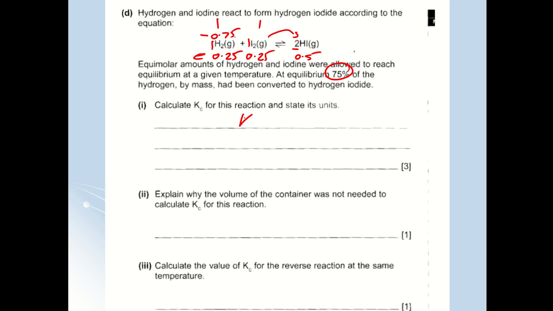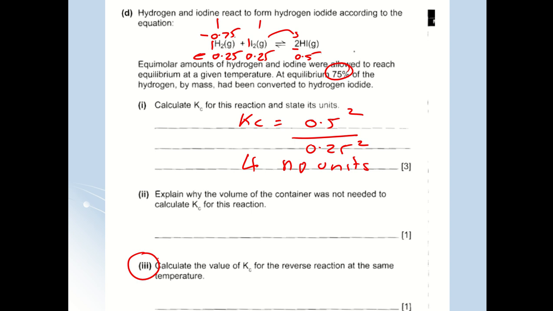So my Kc will become 0.5 squared over 0.25 squared. Remember, there's no units, and I don't need the volume because the number of moles on the left is equal to the number of moles on the right. So 0.25 squared, and that gives me a lovely wee 4. And there is no units.